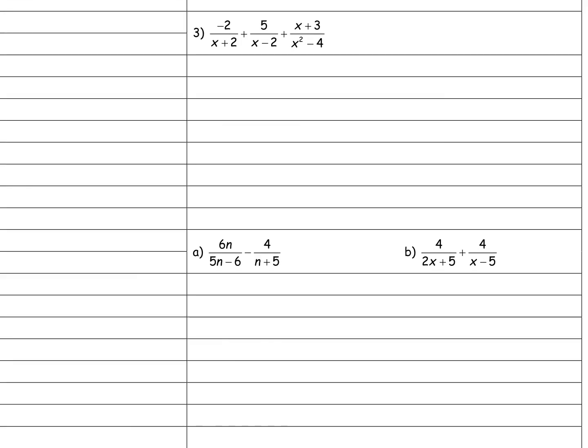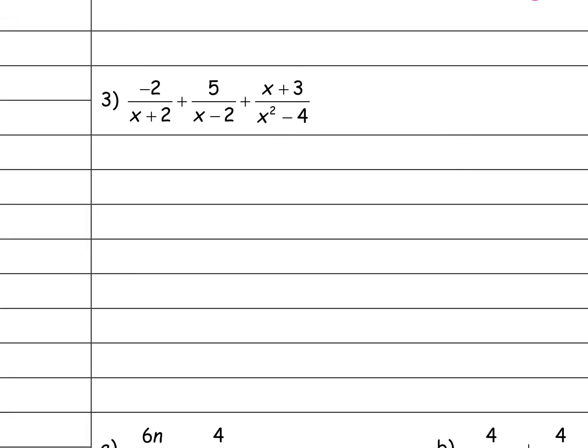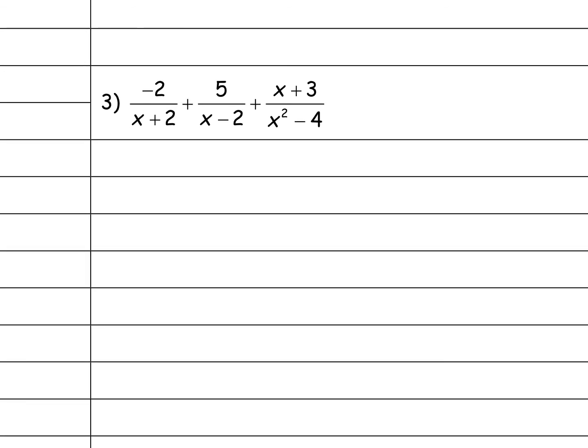Since we have 12 minutes, I'm just going to do all of them. Is that okay with you guys? Instead of giving you time to work on your own, I want to give you time to see these. So this one factors to x minus 2 times x plus 2. So my common denominator is going to be x minus 2 times x plus 2.